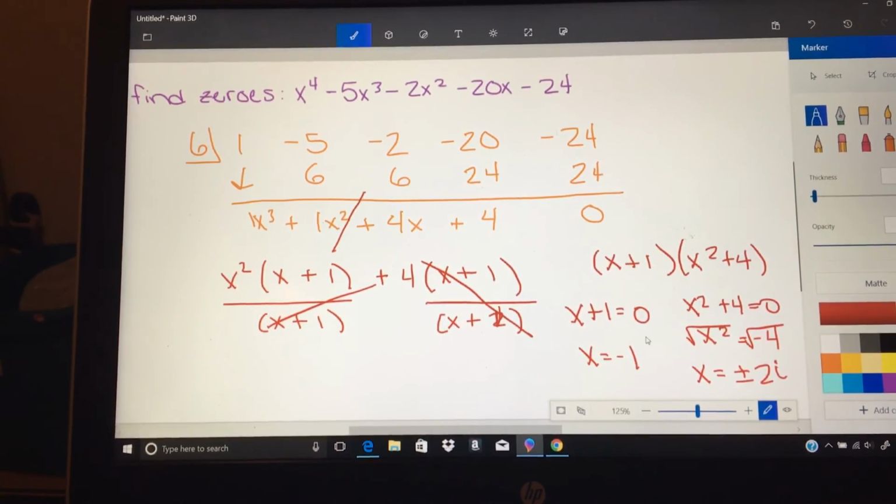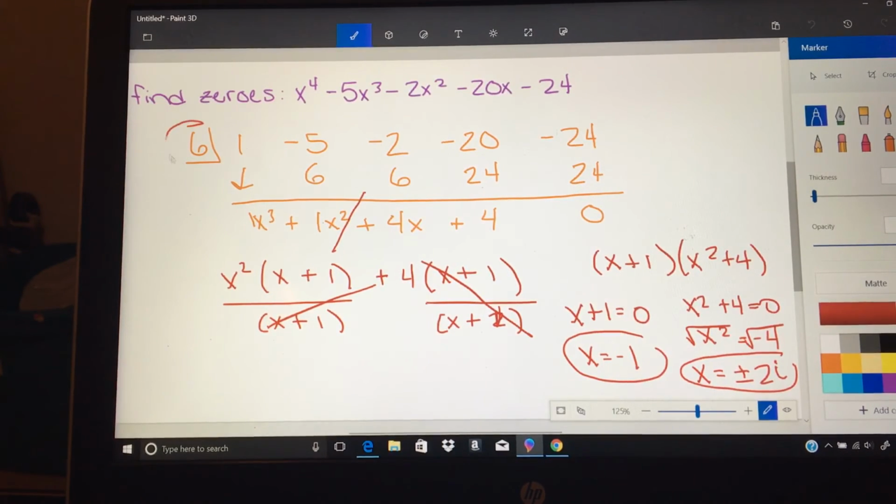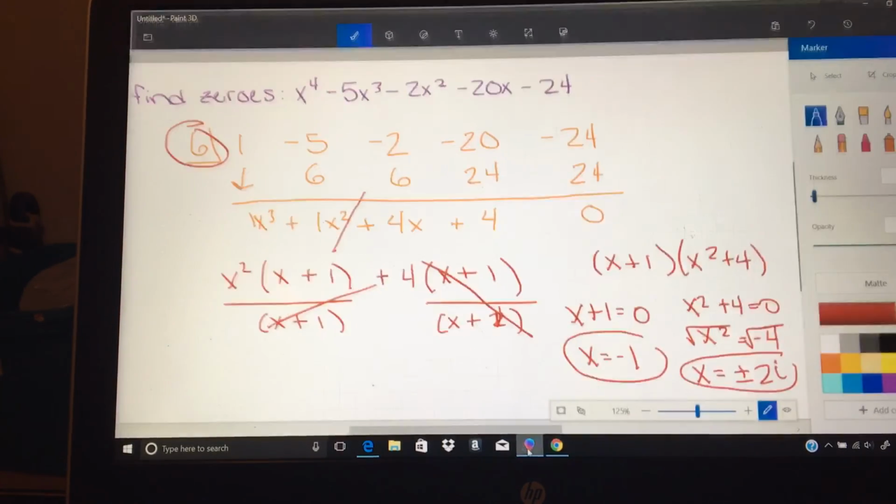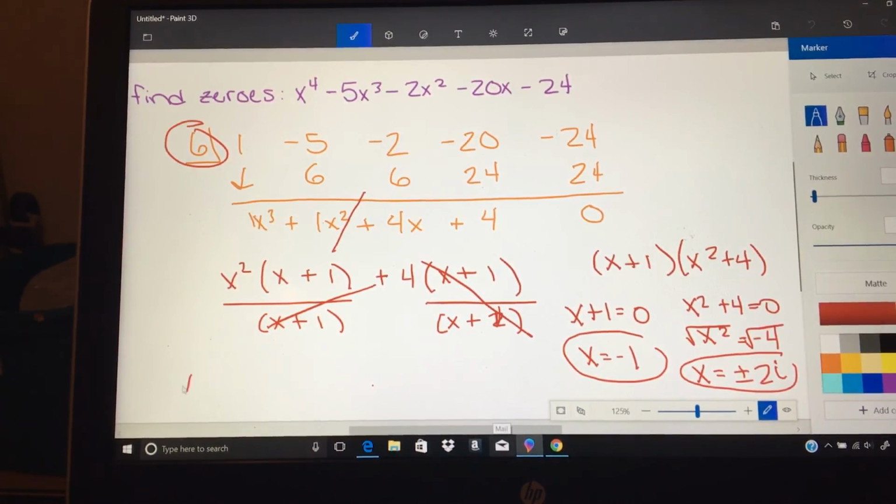So I have my zeros here. I have a -1, I have a plus or minus 2i, and let's not forget we took out a 6 all the way in the beginning. So I have 4 zeros here. We have x equals 6, -1, 2i, and -2i.